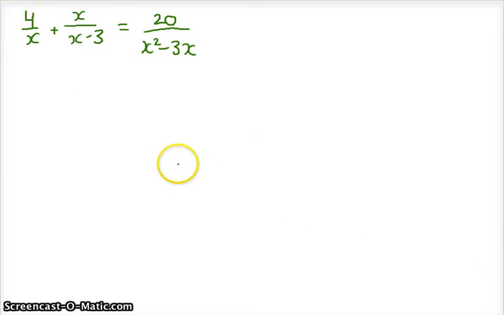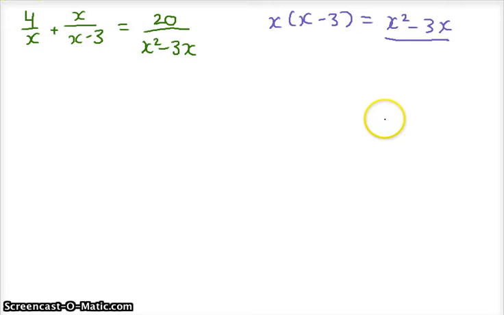And for this one, I'm going to choose method 1 because the lowest common denominator here is x squared minus 3x. Because if we multiply x times x minus 3, we get x squared minus 3x. So the lowest common denominator is x squared minus 3x. So I'm just going to multiply the whole equation by x squared minus 3x.